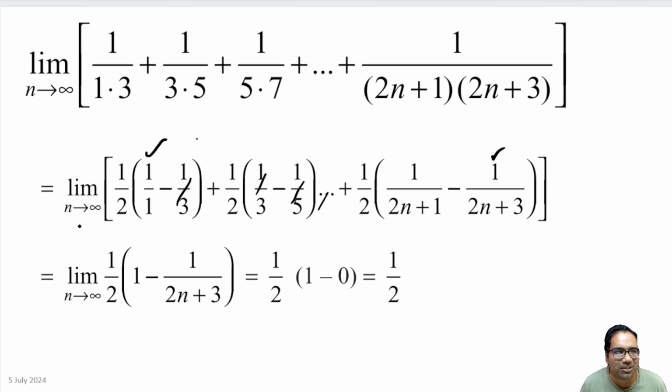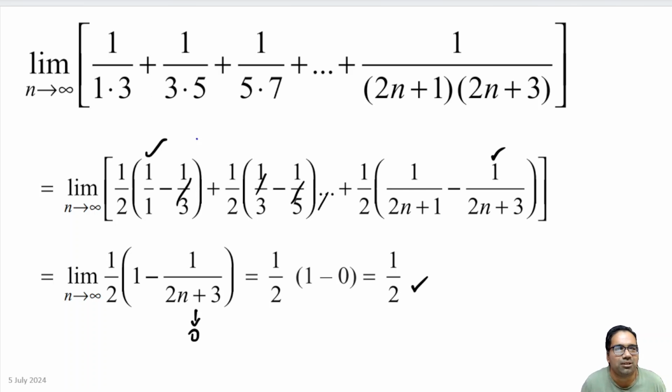What will be left? We will be left with limit n tends to infinity, half of 1 minus 1 by 2n plus 3. When n tends to infinity, 1 by 2n plus 3 will tend to 0. Half of 1 is actually equal to half. Right. We have to recognize this telescoping series.